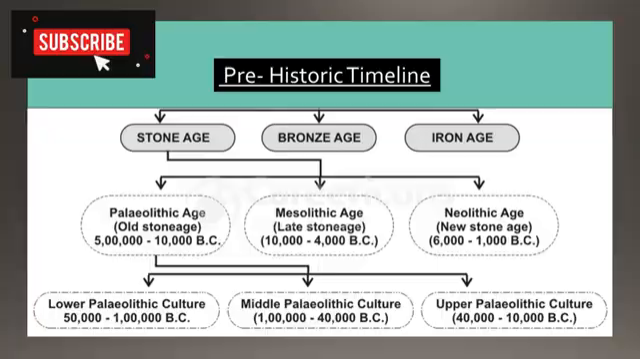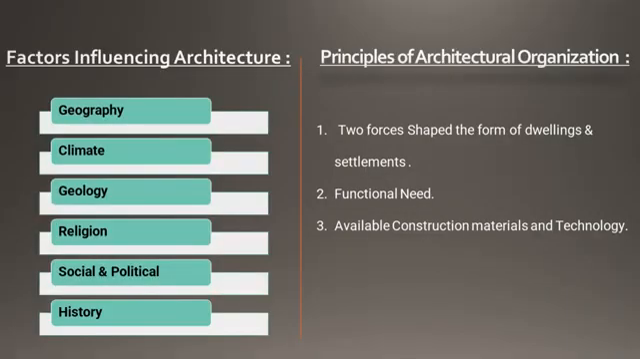Let's start. Factors which affected architecture: geography, location, climate of the place, geology, religion, social and political aspects, and history of the place. Principles of architecture: to shape the form of dwellings and settlements, fundamental needs, available construction materials at that time, and the technology used in that era were important.